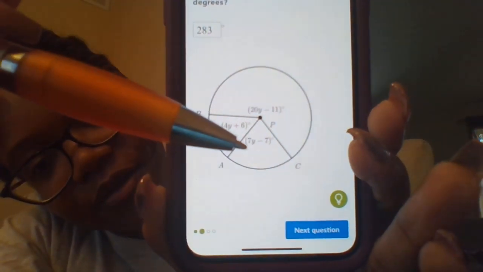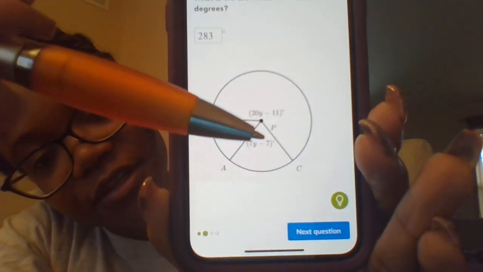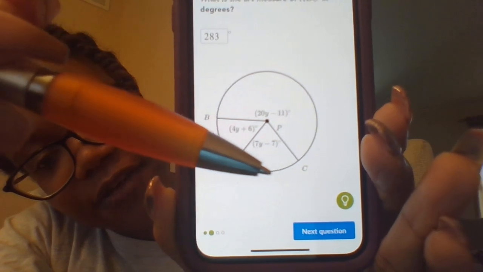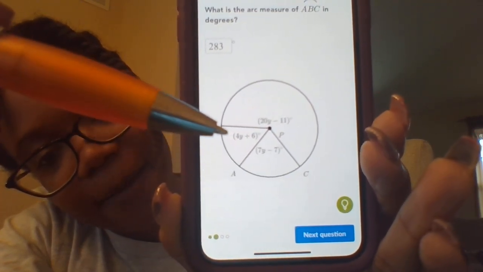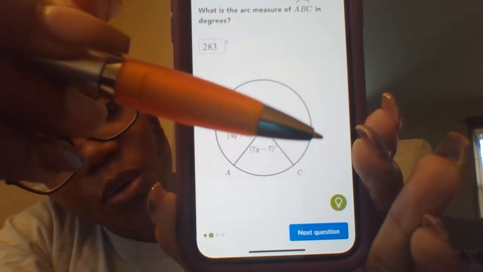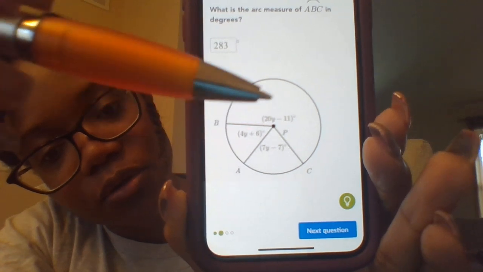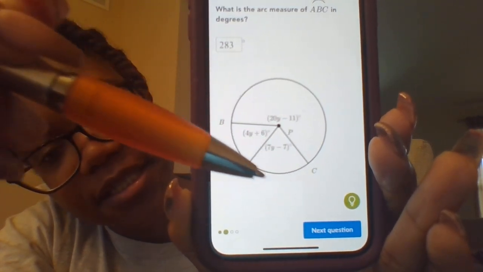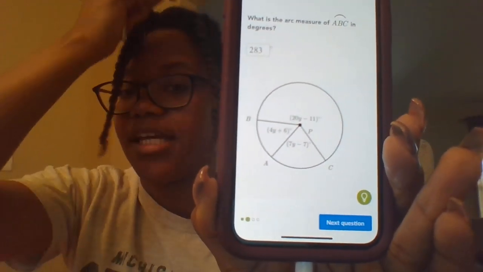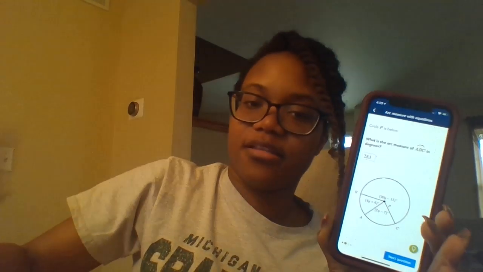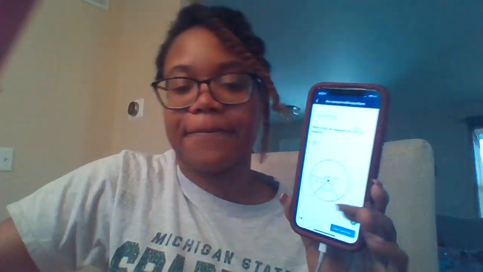So again, we had 7 times 12, 84 minus 7. So this angle and the arc are equal to 77 degrees. Again, we're asked to find the measure of arc ABC. So this whole thing, that's the whole circle minus this piece. So 360 minus 77 gets us 283. So again, this was the final step, and that's where the 283 came from.